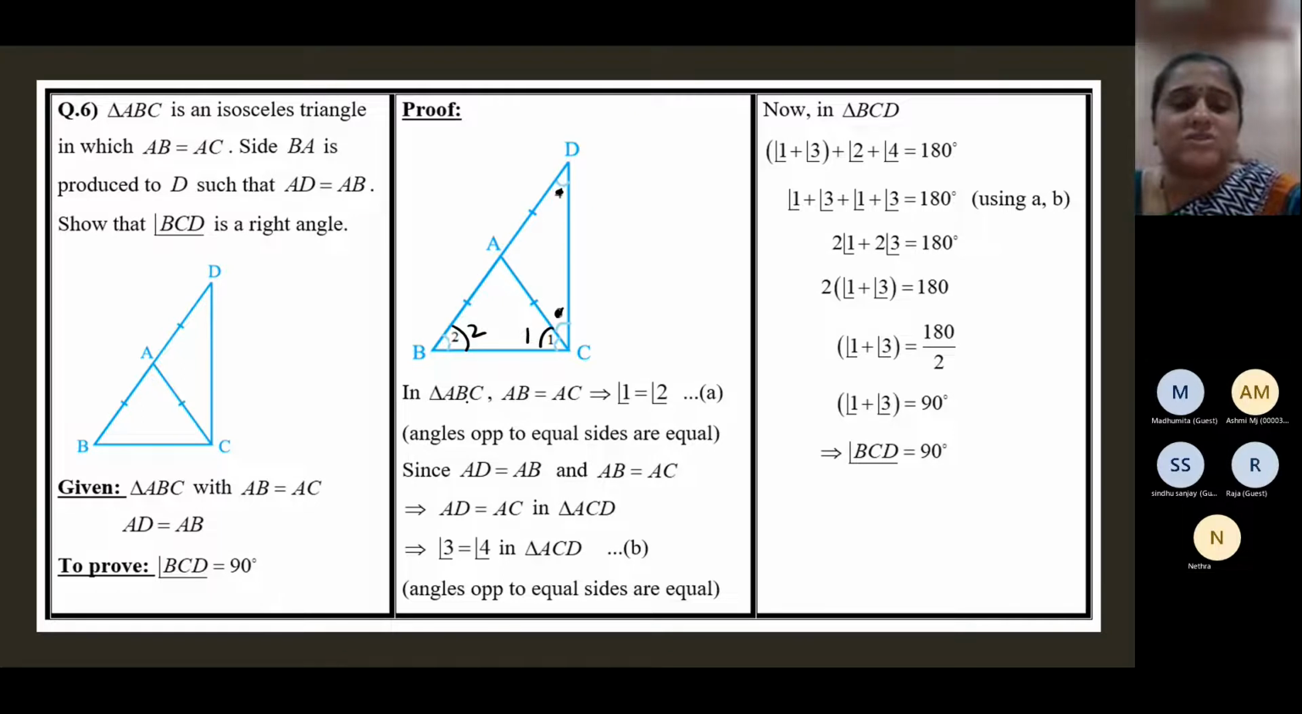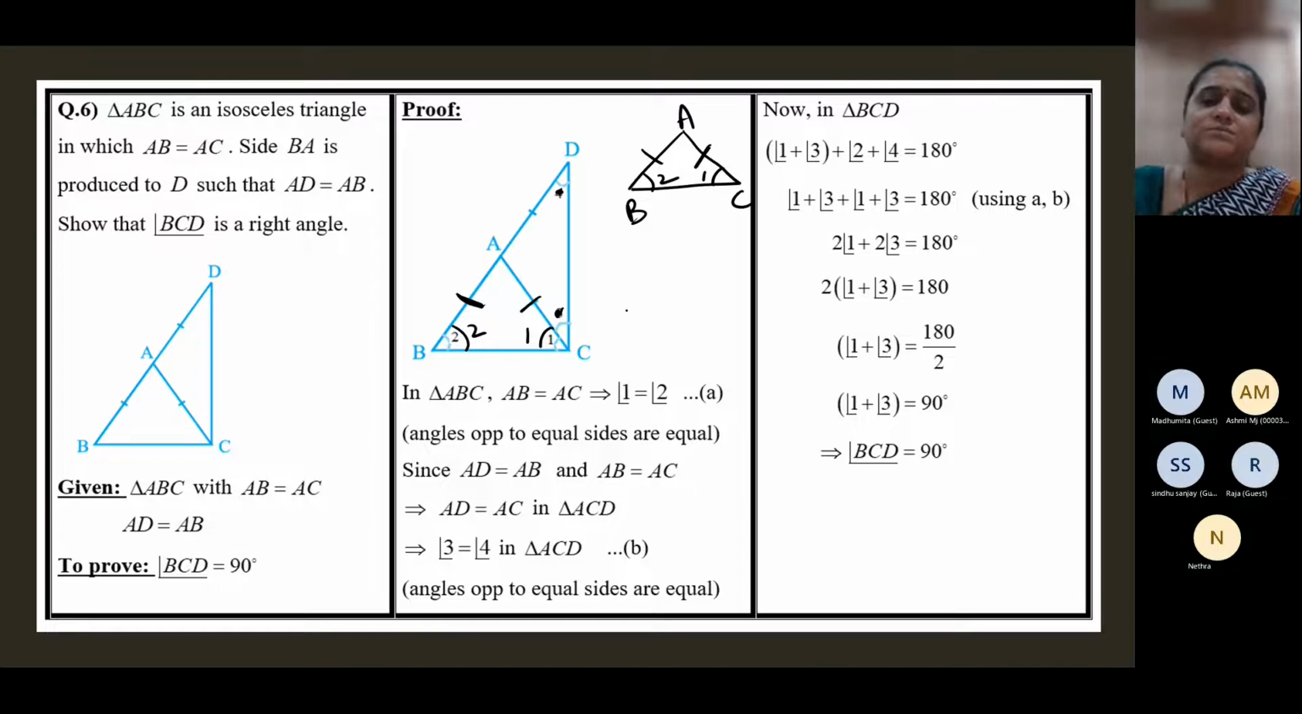So we start off like this. In triangle ABC, AB is equal to AC. So we know that angles opposite to equal sides are equal. Opposite to AB is this angle. You should see only the triangle ABC. Opposite to AB is this angle, and opposite to AC is this angle. So I've marked this one and this one too. Angle 1 is equal to angle 2 because angles opposite to equal sides are equal.